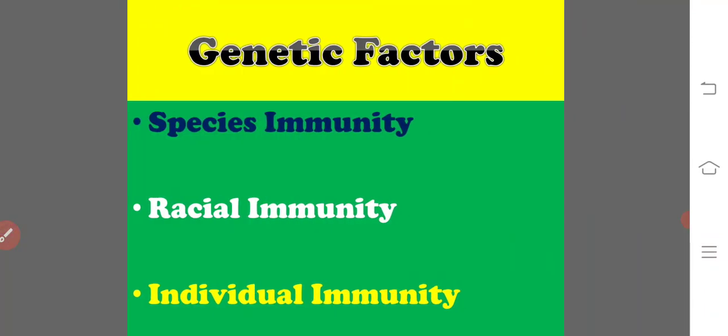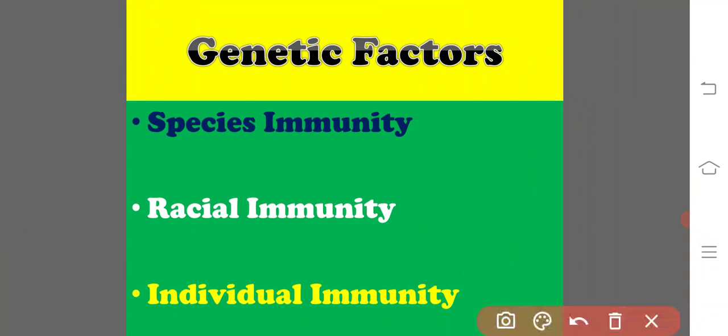Coming to the fourth side heading, that is genetic factors. Based on genetic factors, innate immunity is categorized into three types. Innate immunity may be considered at the level of species, at the level of race, or at the level of individual.